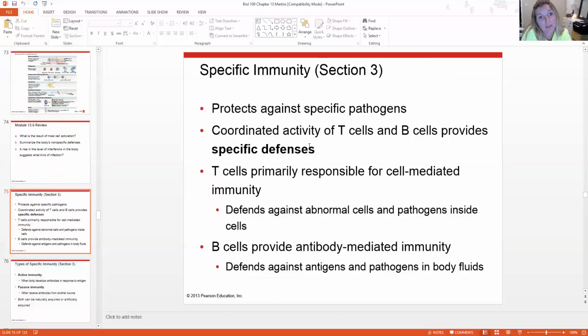Let's talk about specific immunity. Specific immunity protects against specific pathogens. So it can be a coordinated activity of T cells and B cells that give us a specific defense. T cells are primarily responsible for cell-mediated immunity, where they defend against abnormal cells and pathogens inside cells. B cells provide antibody immunity, which is body-system wide. They're looking through all the body tissues and all the body fluids.